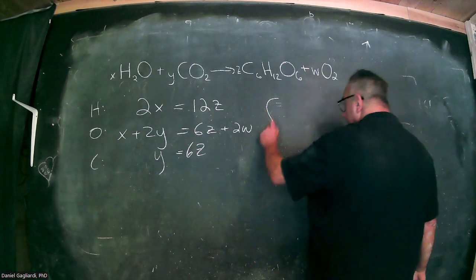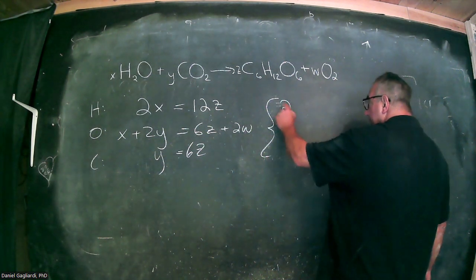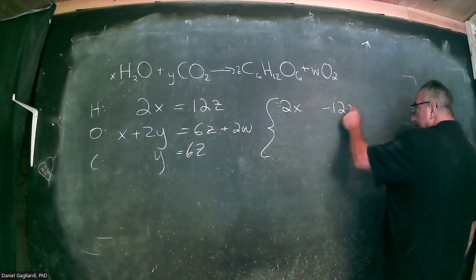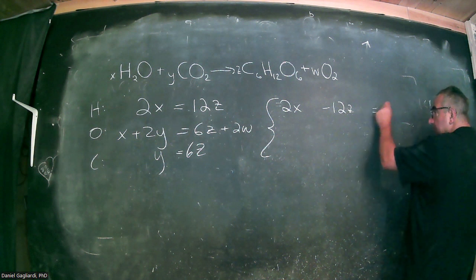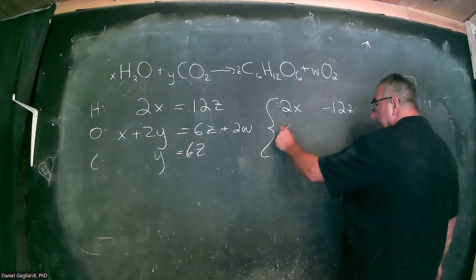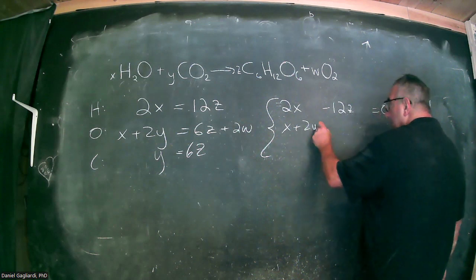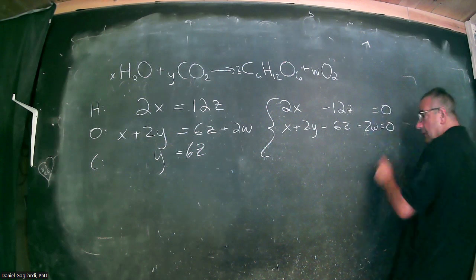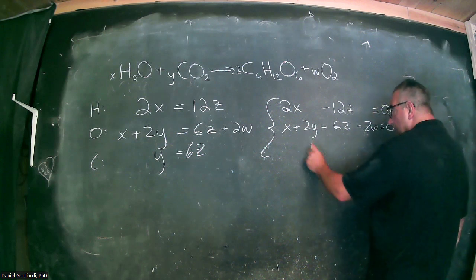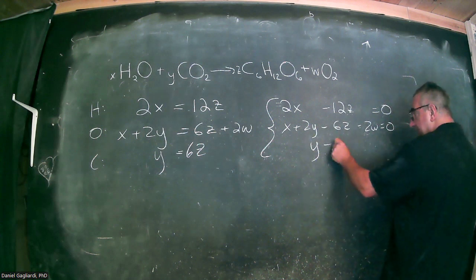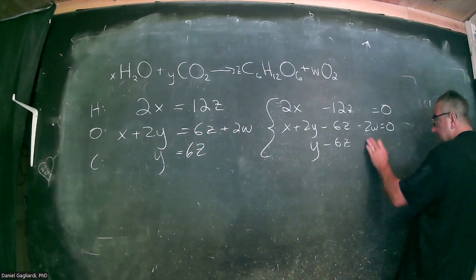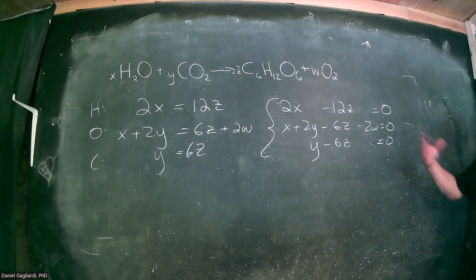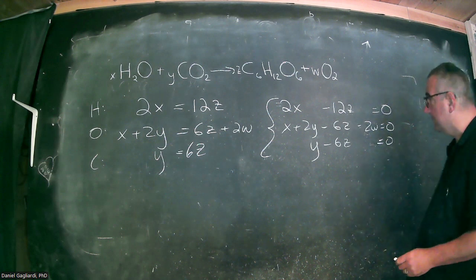All right, so here's the linear system. We have 2x. We move the z to the other side, so we have minus 12z, and no w's, is equal to 0. Then we have x plus 2y minus 6z minus 2w is equal to 0. And we finally have y minus 6z is equal to 0. Okay, so this is nicely formatted so we can create the augmented matrix.